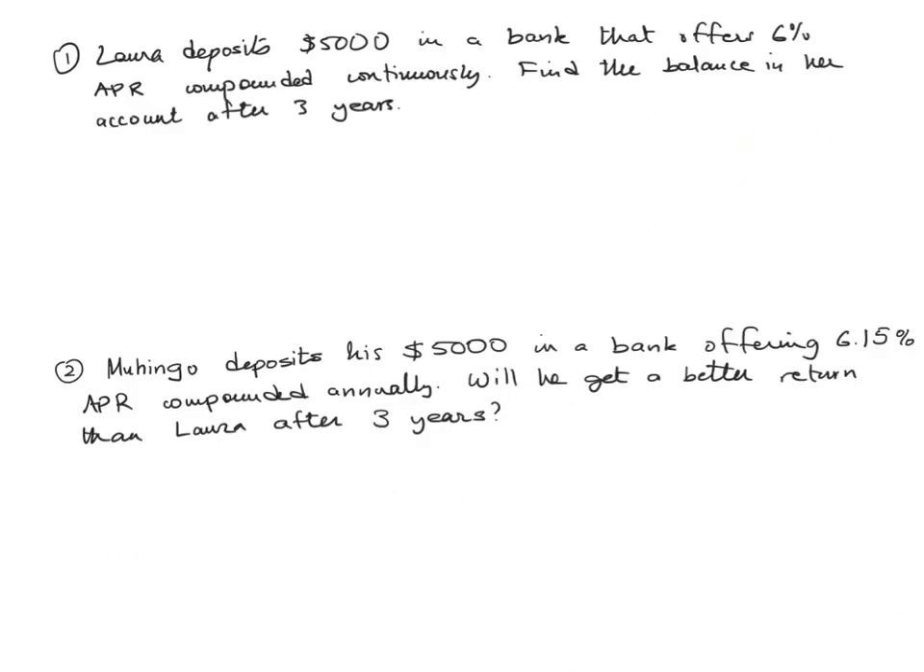So let's do an example of compounded continuously. Laura deposits $5,000 in a bank that offers 6% APR compounded continuously. Find the balance in her account after 3 years. So the formula, because this is compounded continuously, is A equals Pe^(rt). Now the numbers I know right now are, well, she deposited 5,000, so that's the P, 5,000. And then e is just the number e. And then it said 6%, so I need to convert that to a decimal, 0.06. And t is the number of years. It says 3 years, so 3.